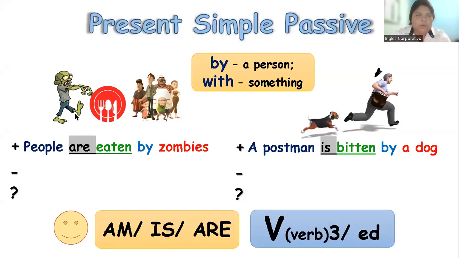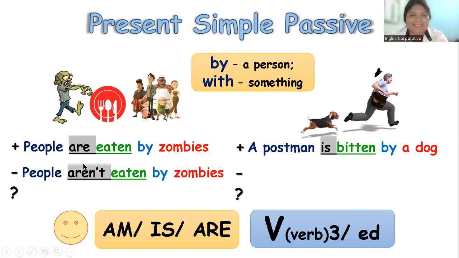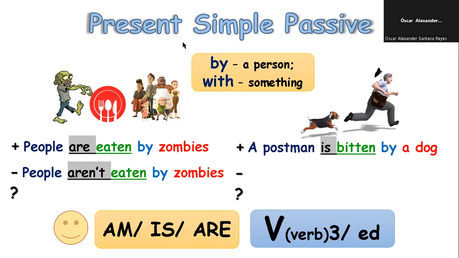Okay, so look at this. What is the structure that we use for the passive form in the present tense? Yes, look at this. We're going to use some prepositions, right? Like by a person or with something. And we have some structures. People are eaten by zombies. Okay. So what is the negative? Can you read the negative, please, Oscar? People aren't eaten by zombies. Okay, and the question form?